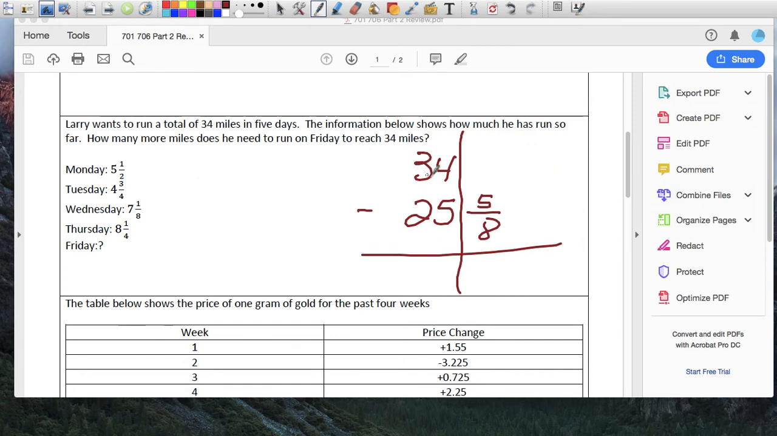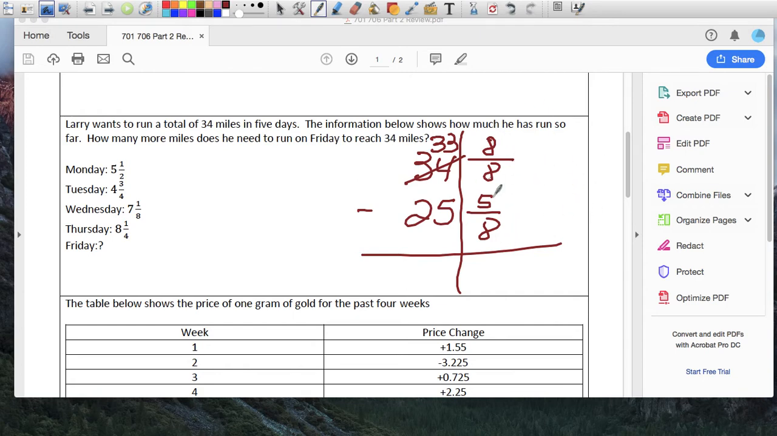Let's do some borrowing. If that was a decimal, I would put a 0 and then borrow, but it's not a decimal. We're dealing with fractions. So what I can do is the same thing. This is going to be 33, and I'm going to borrow a whole one over here, right? Now, instead of 1, I'm going to change it to a fraction. And because the denominator at the bottom is 8, I'm going to change that 1 to 8 over 8. Isn't that equal to 1 anyway?